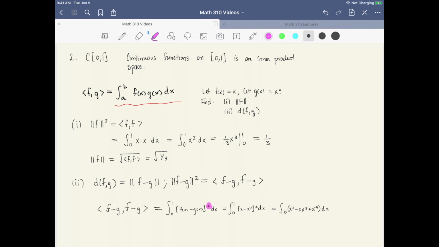So f and g are not complicated functions here. We have x minus x squared, but now we need to FOIL out these polynomials. And inside the integral, we have x squared minus 2x cubed plus x to the 4th dx. Integrating this, we get x cubed over 3, x to the 4th over 2, and x to the 5th over 5, and evaluating at 1 and 0, this produces 1 over 30. And then the last step is going to be, like before, to take the square root. So this ends up being the square root of 1 over 30.